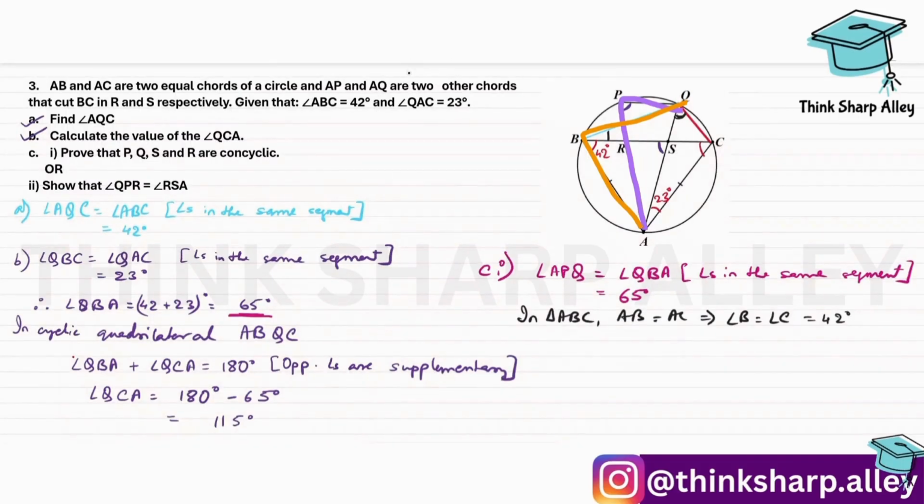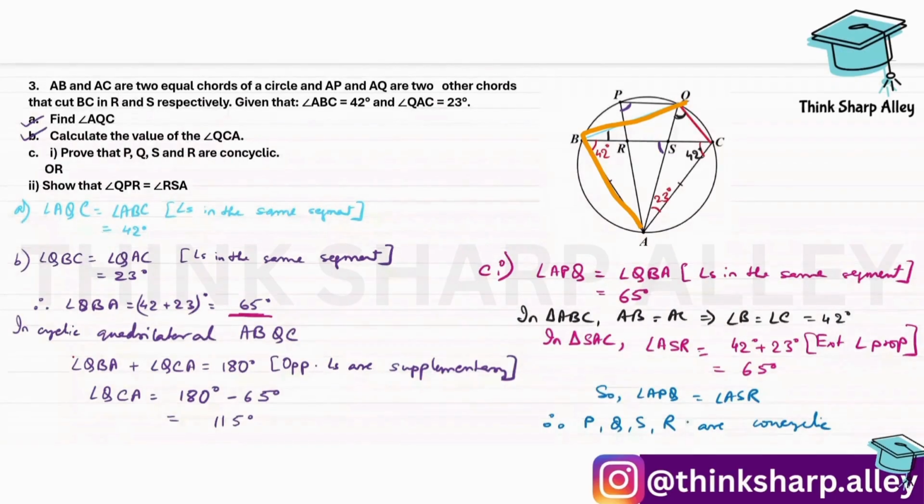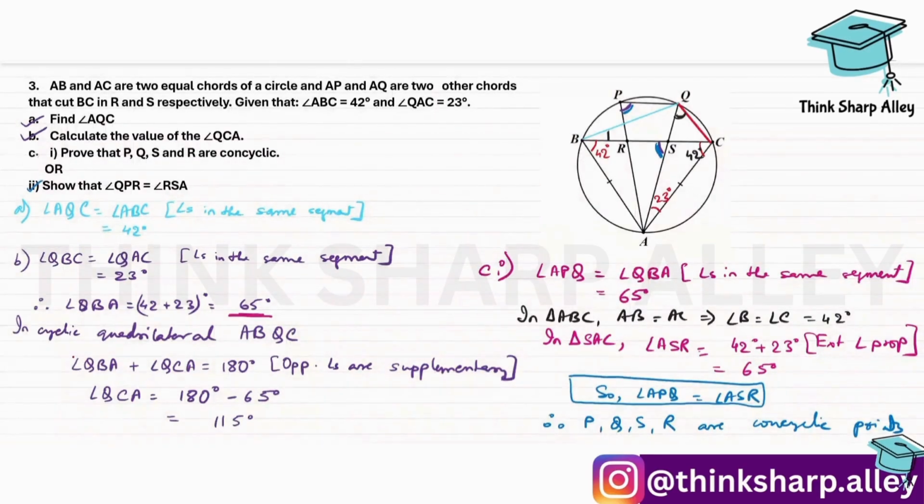So in triangle ABC, AB is equal to AC. So that is what I've written over here. And in triangle SAC, we are applying the exterior angle property to find out angle ASR. So angle ASR is also 65 degrees. So angle APQ is equal to angle ASR, and hence we can say PQSR are concyclic points. Now, if you see the second part of part C, we have to prove angle QPR is equal to angle RSA. So QPR is this angle and angle RSA is this, which we have just now proved. And hence we have completed the entire question.